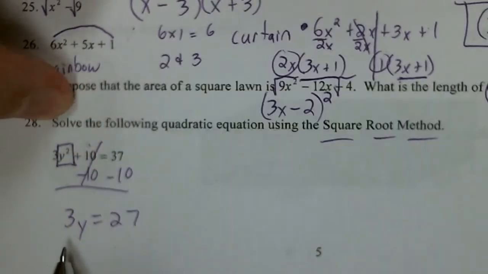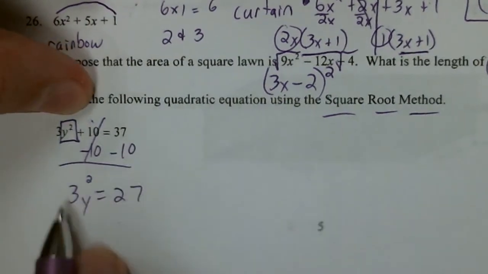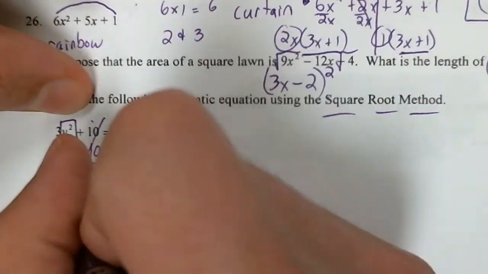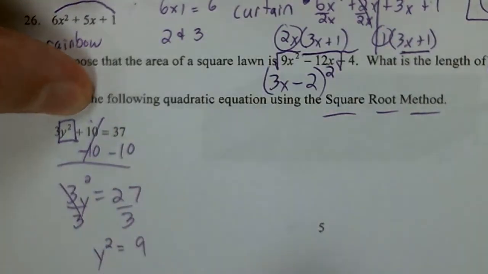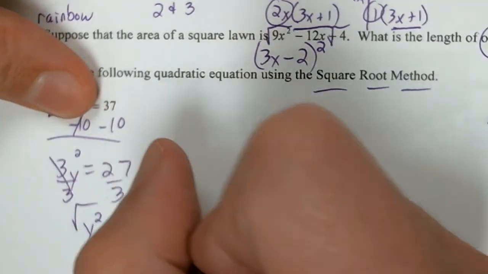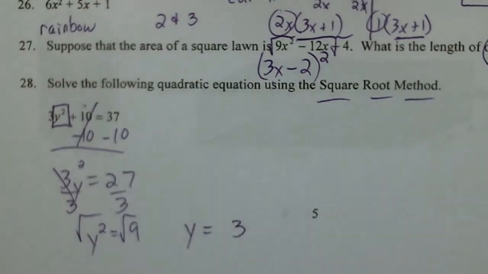and I would have 3y is equal to 27, but we don't have y. We have a y squared. I still got to get this guy by himself. I can't have any coefficient attached to it, so I got to get rid of that guy. So I need to divide by 3. Y squared equals 9, and in the square root method, I'm going to take the square root of both sides. The square root of 9 is 3.